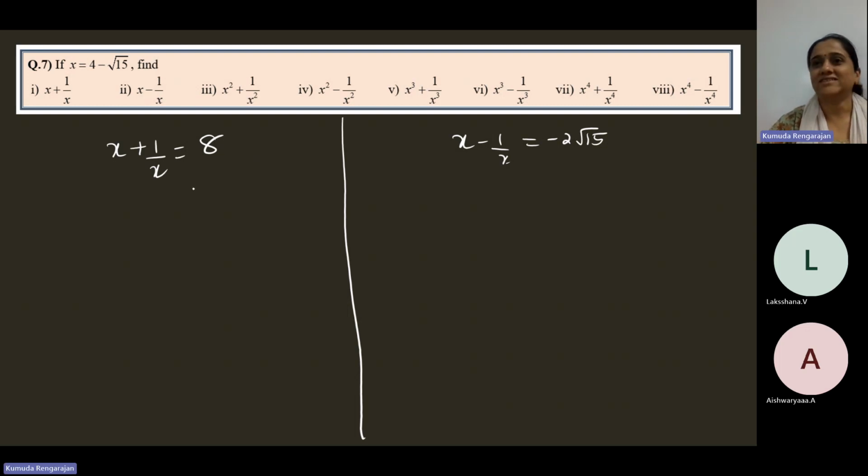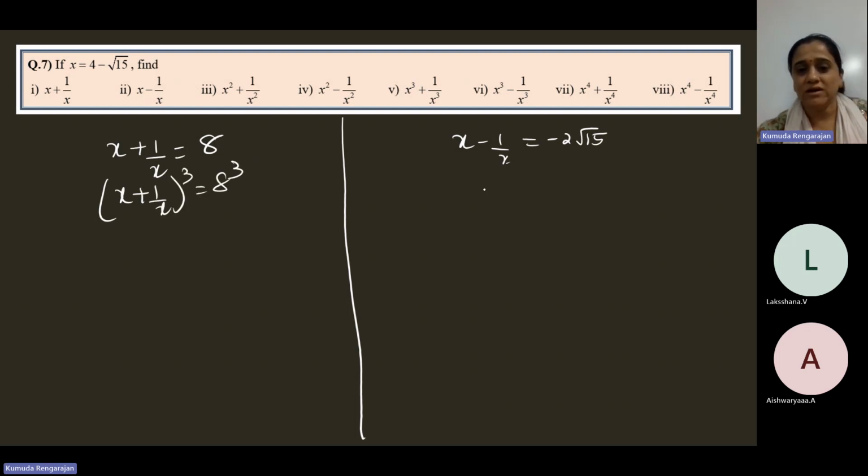Is this clear, children? Okay, so now let's cube. We'll do it simultaneously. So we'll cube this on both sides. (x plus 1 by x) the whole cubed is equal to 8 cubed. (x minus 1 by x) the whole cubed is equal to (minus 2 root 15) the whole cubed.